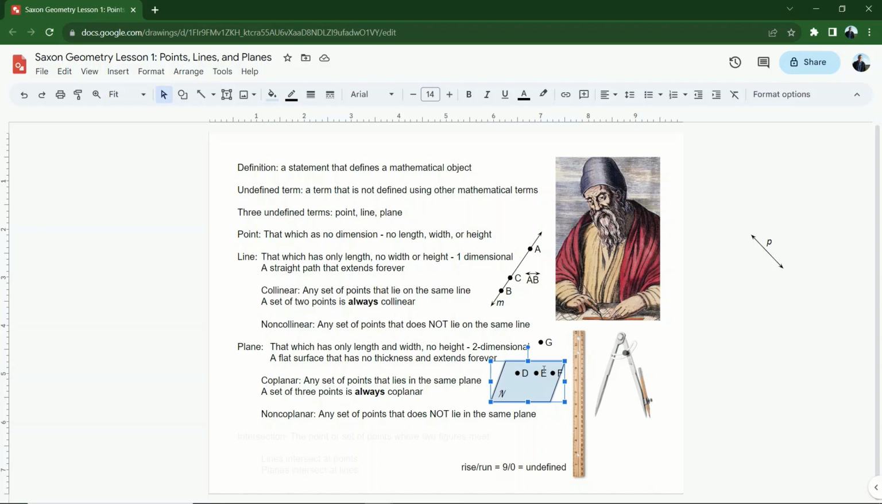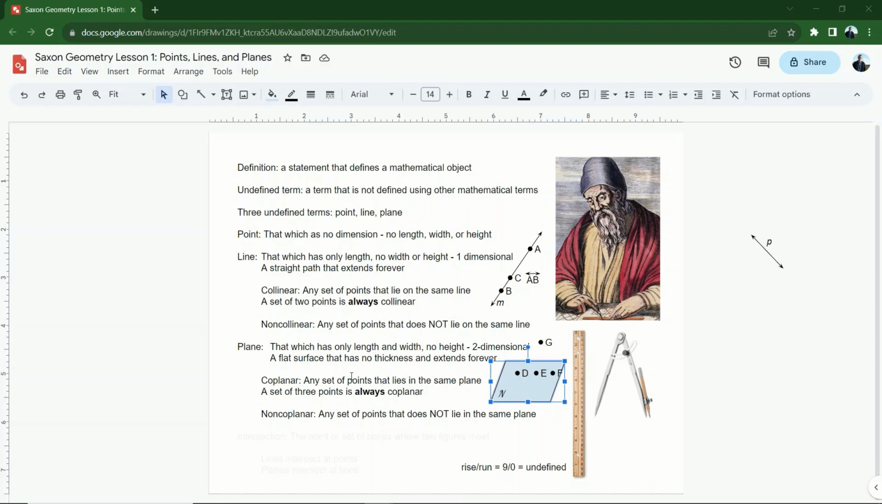So it's important for you to realize that 3 non-collinear points have to be used to name a plane. You can't name a plane with 3 points that are on the same line. There'll be much more about that later. I just wanted to make that point now as we're talking about coplanar and collinear.